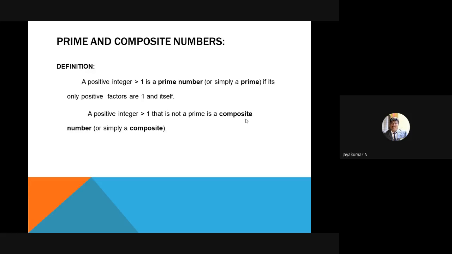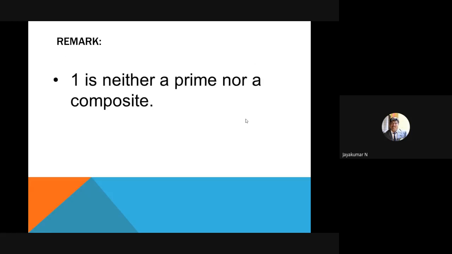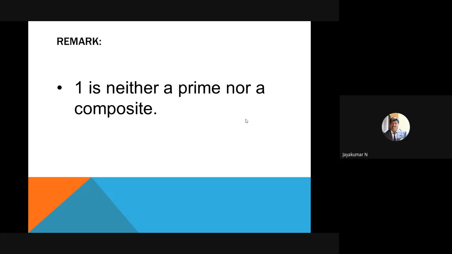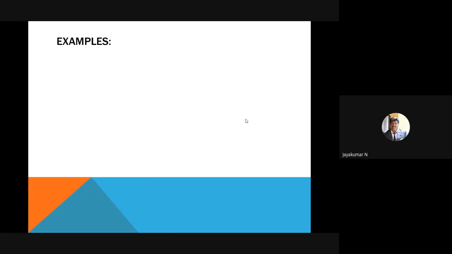Then suddenly a question will rise in your mind. What is the question? Sir, you are speaking about positive integers, and 1 is a positive integer. So what about 1? Because the definition is only for numbers greater than 1, what do we mean by 1? That is the next remark: 1 is neither a prime nor a composite number. Then we will see some examples.